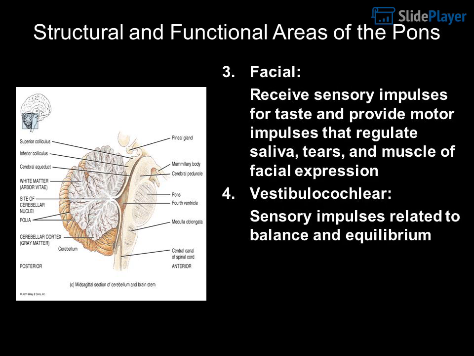Structural and functional areas of the pons. Facial: receives sensory impulses for taste and provides motor impulses that regulate saliva, tears, and muscles of facial expression. Vestibulocochlear: sensory impulses related to balance and equilibrium.